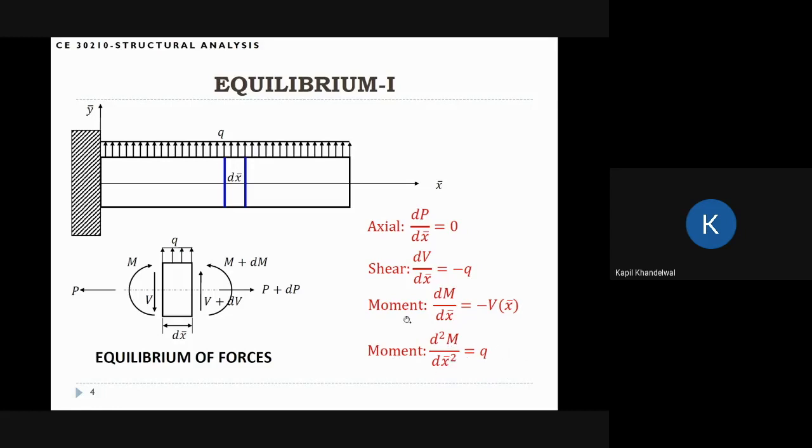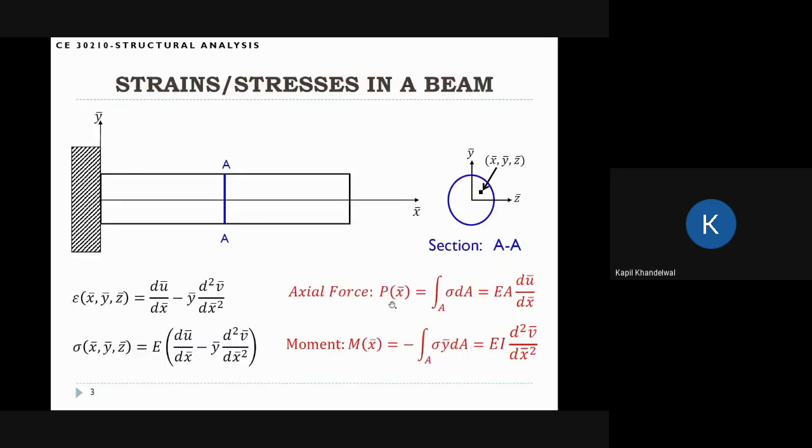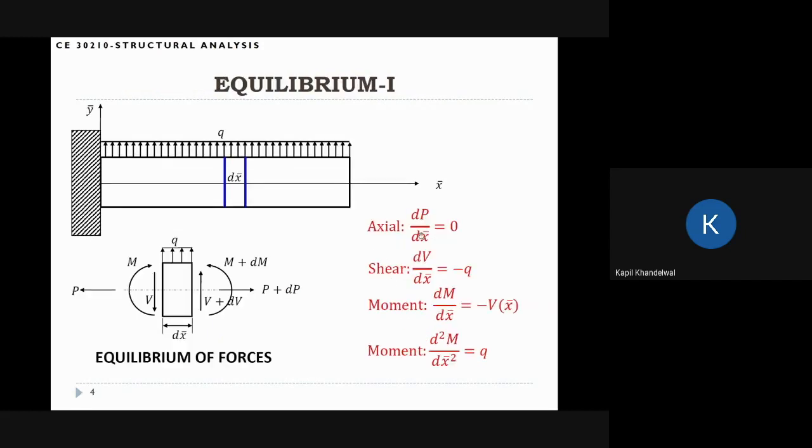Okay, so you can think that there are fundamentally two equations. One is for axial and one is for moment here. Shear is actually dependent on the moment, so shear is not independent. So two are independent: one is axial, one is moment. And finally, we want to express this in terms of the displacement fields. So we are going to go back here, take this expression of P and M and substitute them in this equation and this equation here.